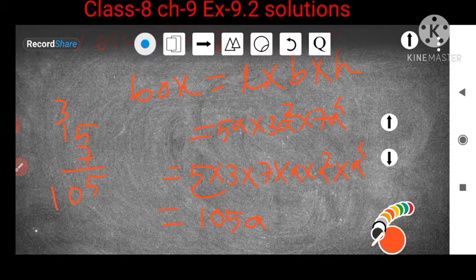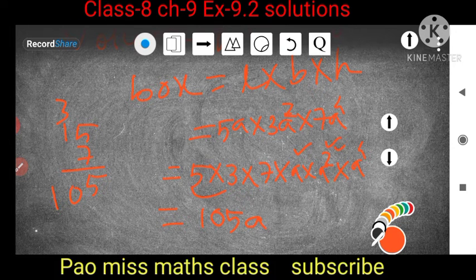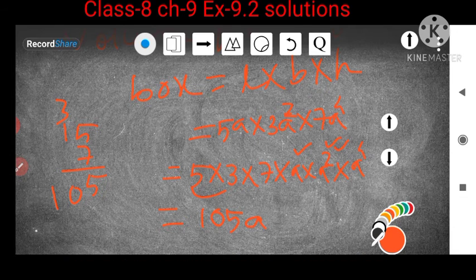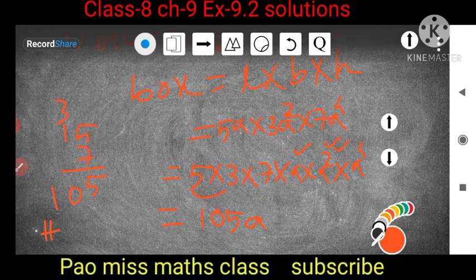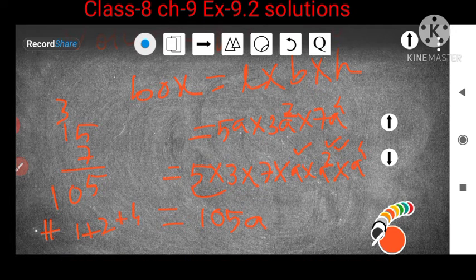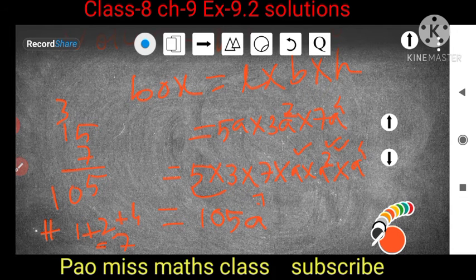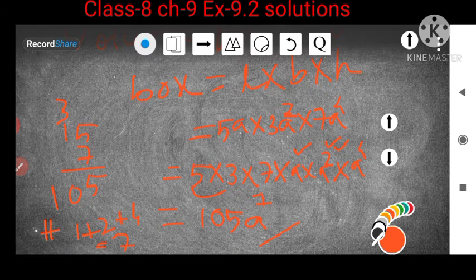And a, how many a is there? Here we have 1, isn't it? And here how much do we have? 2, and here 4. So 1 plus 2 plus 4, isn't it? So that is equal to how much? 7. So it will become a to the power 7. Okay, 105 a to the power 7.